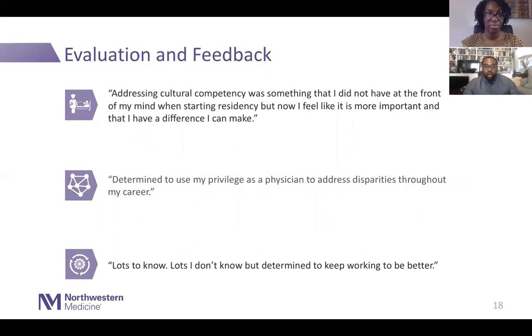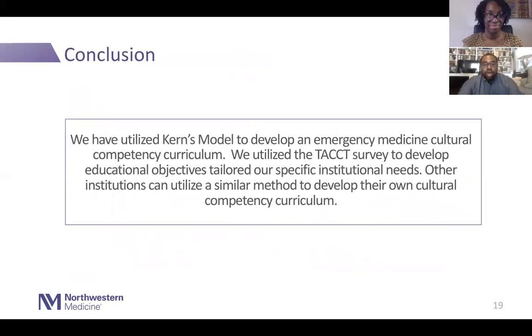We are currently in the process of that, and we will hopefully have some data to share at the end of all of this. But in conclusion, we wanted to show that we used Kern's model to develop an emergency medicine cultural competency curriculum, and that we were able to develop a specific curriculum for our institution. We hope that other institutions can use a similar method to develop their own cultural competency curriculums.